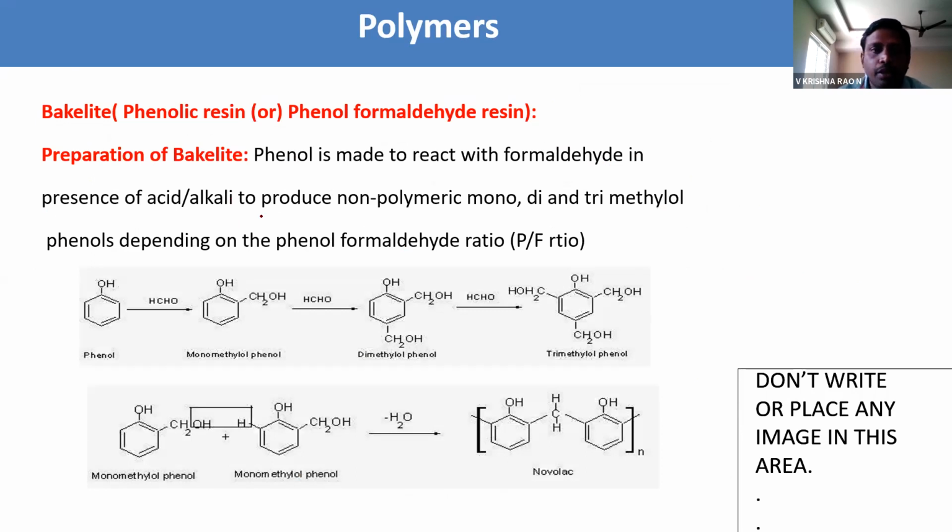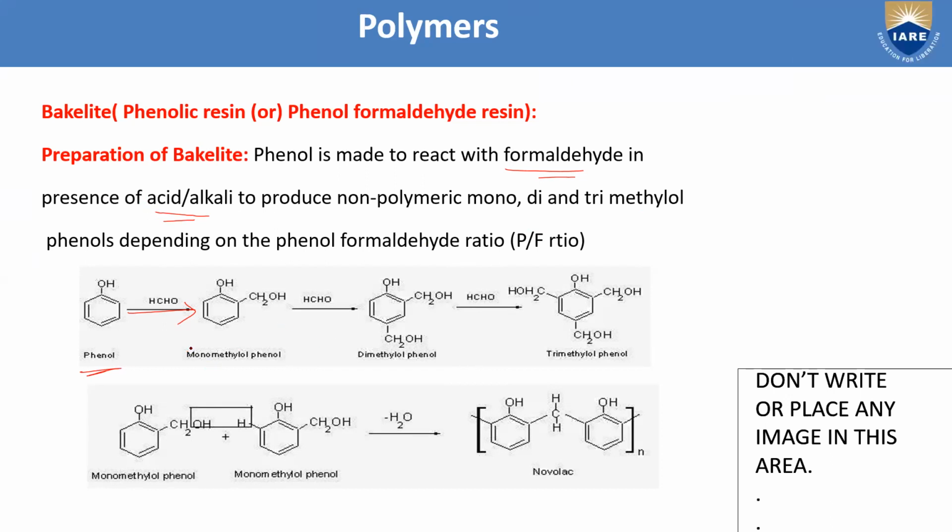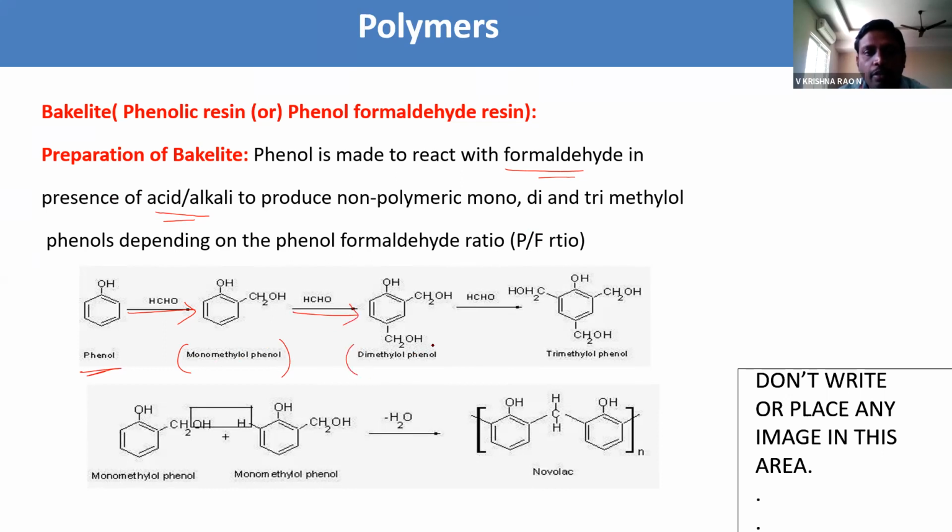Coming to the preparation, phenol is made to react with formaldehyde HCHO in the presence of alkali or acid to produce non-polymeric mono, di and trimethylol phenols. Here we got monomethylol phenol. This methylol phenol in the presence of formaldehyde gives dimethylol phenol, and again in the presence of formaldehyde, it gives trimethylol phenol.